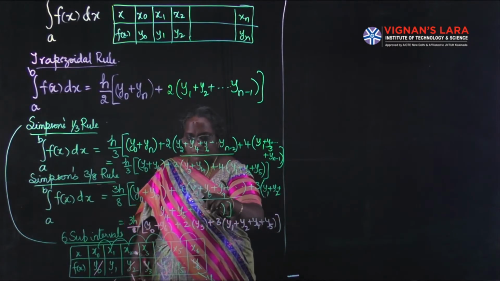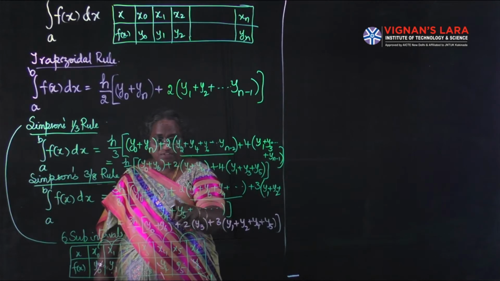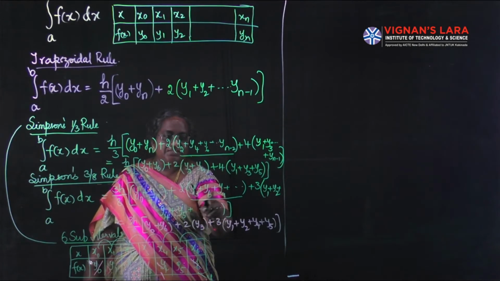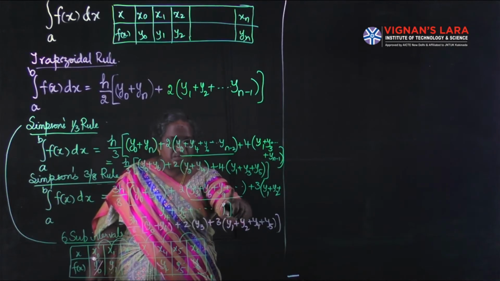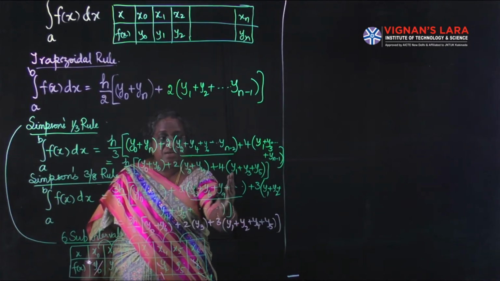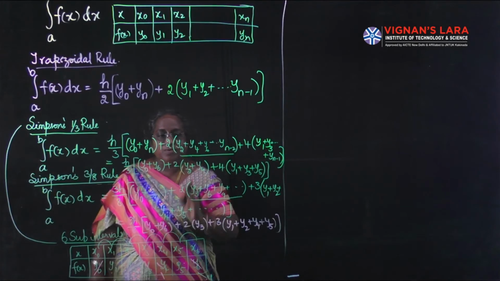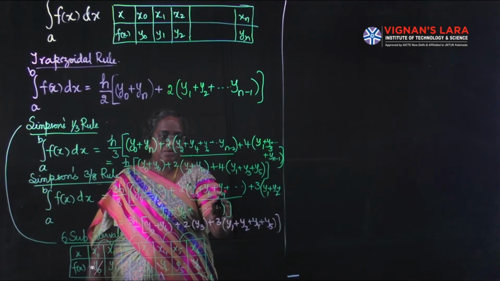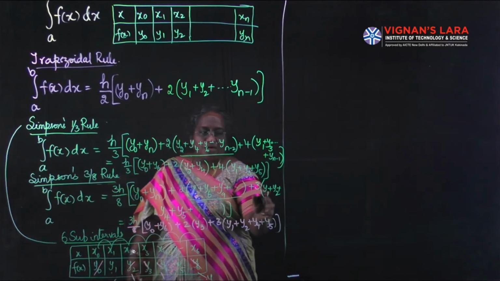Similarly here also. If you divide the number of subintervals to 12 in Simpson's 3/8, you can write y3, y6, y9. Next comes y12. You are not supposed to write here. You are supposed to write only up to y9, because our yn is y12. You are not supposed to repeat it here. Remaining terms you can write.